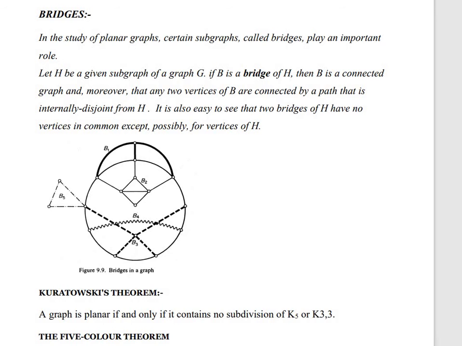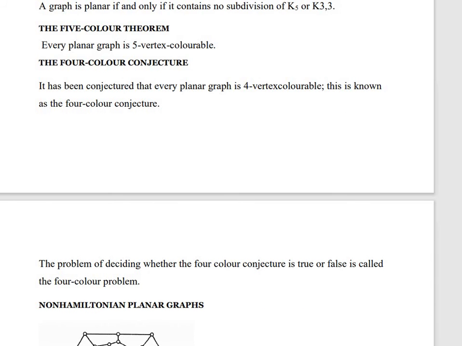Next is Kuratowski's theorem. The statement is, a graph is planar if and only if it contains no subdivision of the complete graph K5 or the complete bipartite graph K3,3. The 5-color theorem states that every planar graph is 5-vertex colorable. It has been conjectured that every planar graph is 4-vertex colorable. This is known as the 4-color conjecture. The problem of deciding whether the 4-color conjecture is true or false is called the 4-color problem.